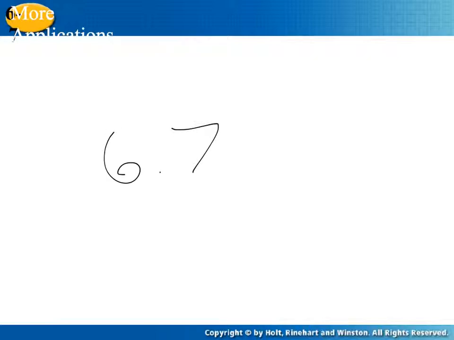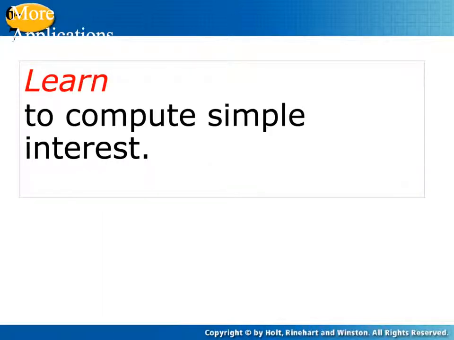Today we're going to be talking about 6.7. We're going to be doing more applications of percents. You loved commission and sales tax so much that we're going to do a couple more. I've heard your demands and I'm going to answer them. Here's more applications. We're going to be talking about simple interest this time.